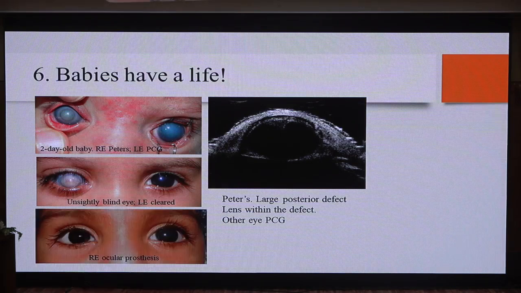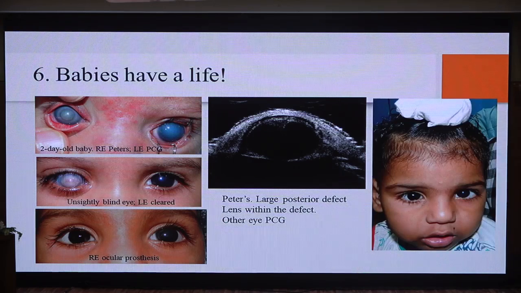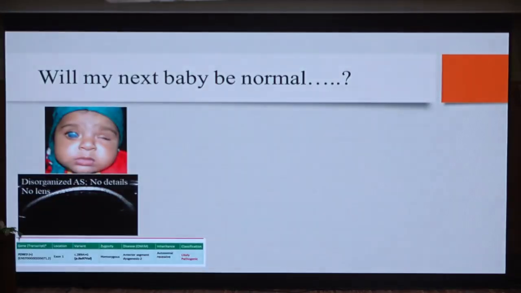So remember, you have an opportunity to make a difference in the child's life. Get your oculoplasty colleagues on board. Tell them to give a prosthesis. At least this child can go to school without people pointing a finger and saying, "Ye dekho iski aankh kaise ajeeb hai." Nobody knows iski aankh hai hi nahi, right? So they do have a life, they grow, they're fine, they go to school, but it's a responsibility for you.